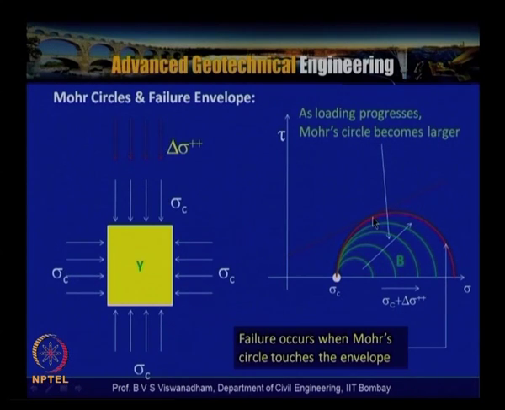at failure is acting along the failure plane, and this is the normal stress at failure along the failure plane. So failure occurs when the Mohr circle touches the envelope.